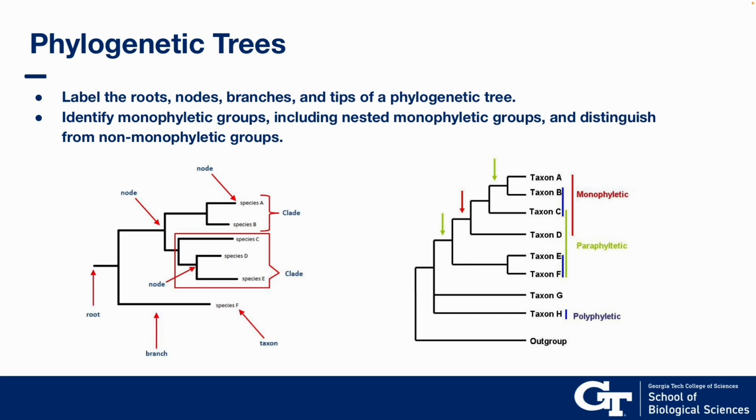Okay. Now we're talking about phylogenetic trees, which is a way of showing the relation between species as they evolve off of a common ancestor. So here are the parts of a phylogenetic tree, right? So the roots are at the very end, right?